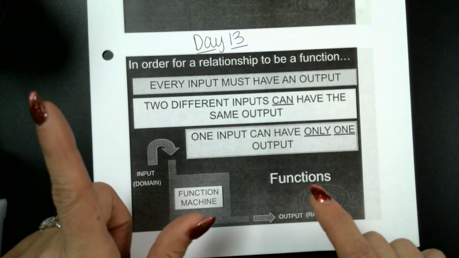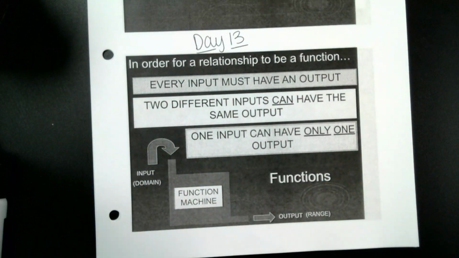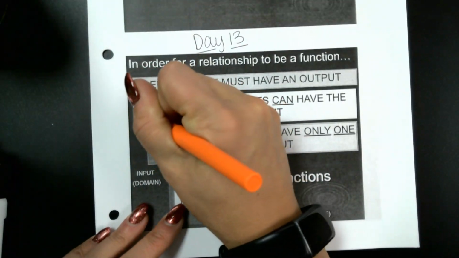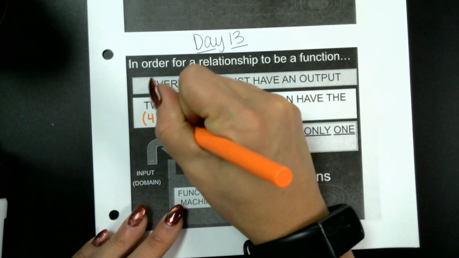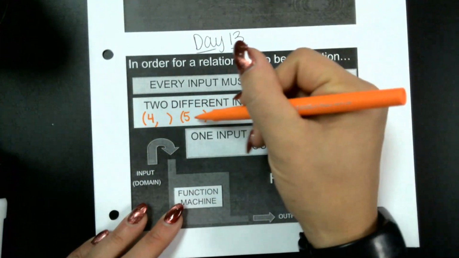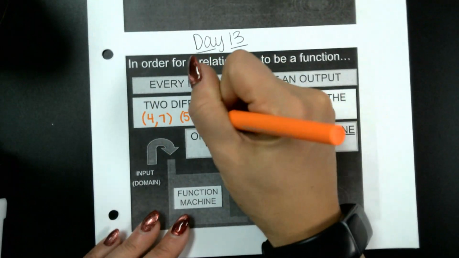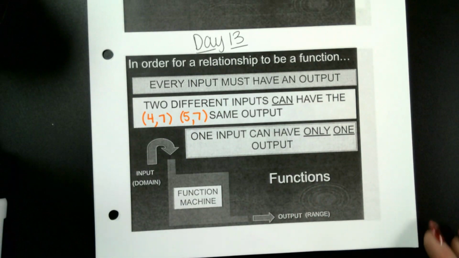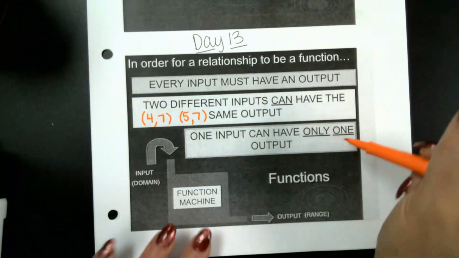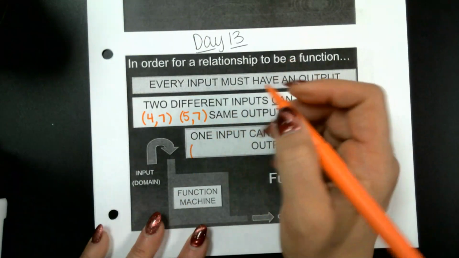So make sure you listen to what that just said. Two different inputs, so I could have an x of 4 and an x of 5. The two different inputs could have the same output, like 7. That would be okay. One input can have only one output. So what would not be okay is for you to see this.